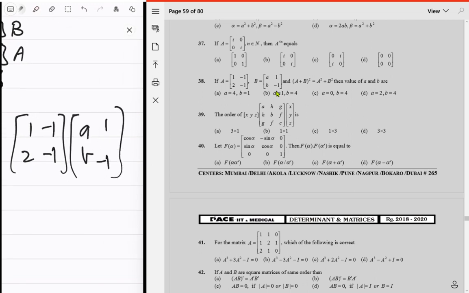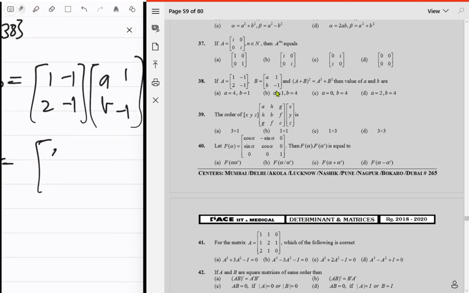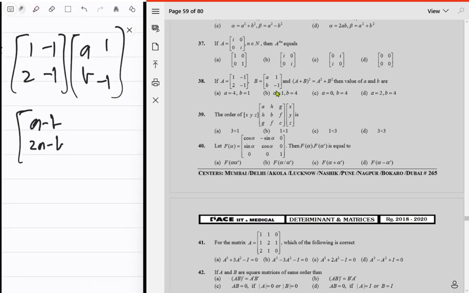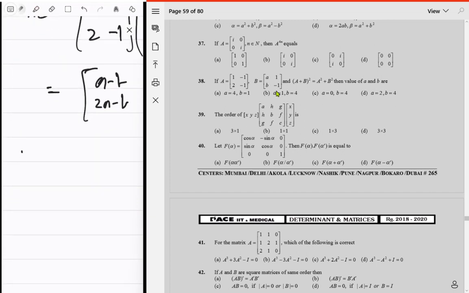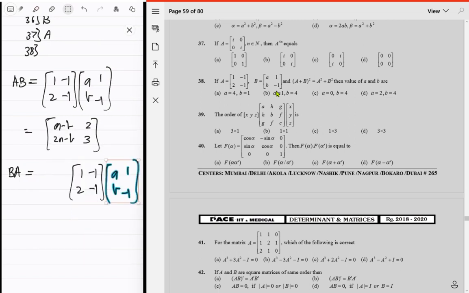AB is A minus B, then 2A minus B, then 1 plus 1 is just 2, then 2 plus 1 is just 3. Okay, what's BA going to be? BA is just this thing, copy paste of course, so copy this and paste over here.